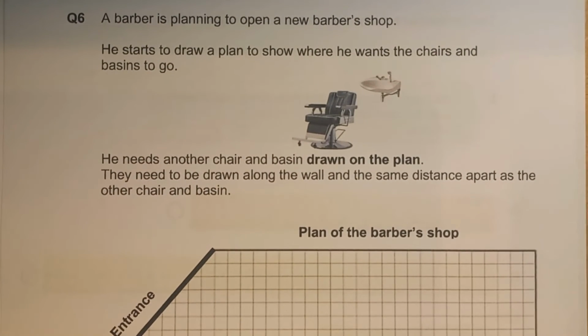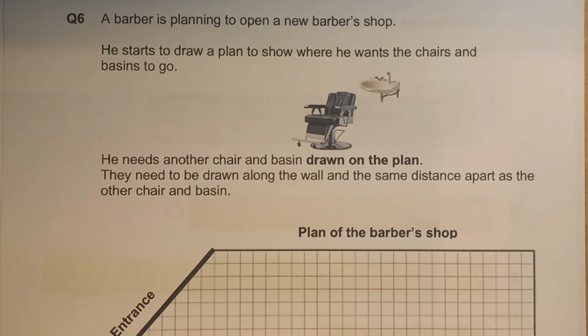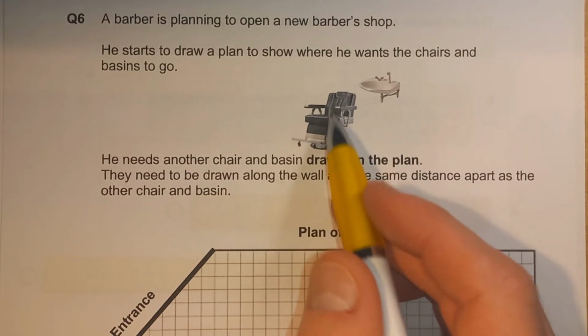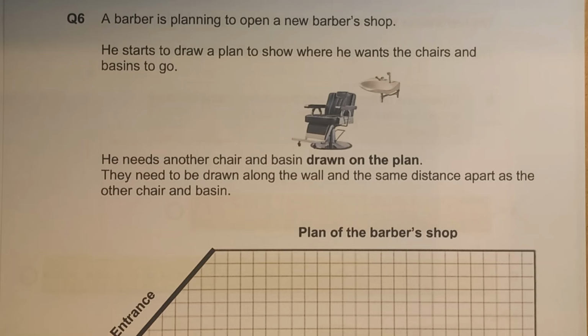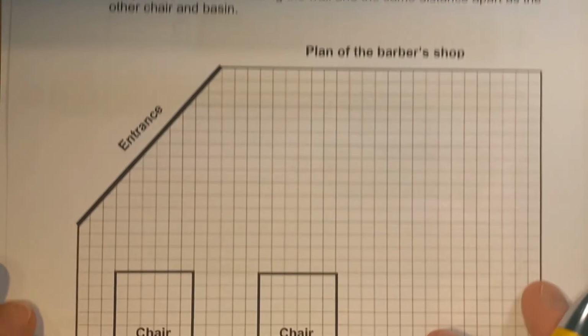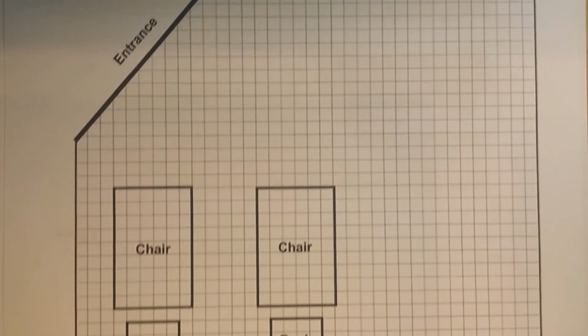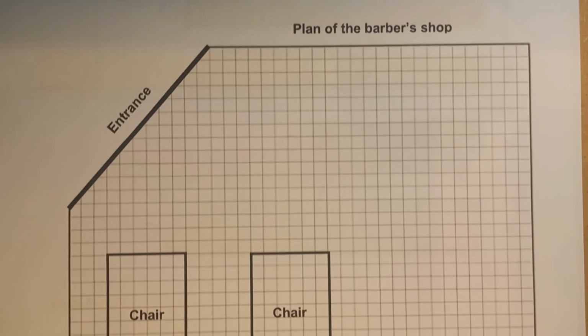Okay, question 6. A barber is planning to open a new barber's shop. He starts to draw a plan to show where he wants the chairs and basins to go. So here's a chair, there's a basin. So they have the basin behind the chair so you can wash your hair in it. He needs another chair and basin drawn on the plan. They need to be drawn along the wall and the same distance apart as the other chair and basin. So this is what we've got so far. So this is our plan of the barber's shop.